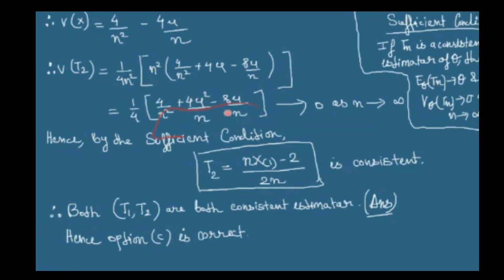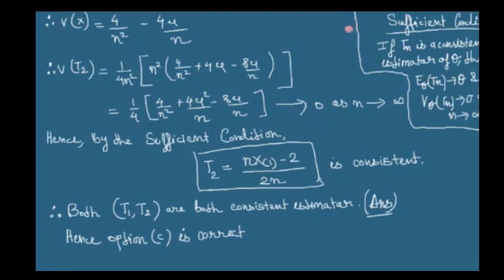Since in all the three terms n is in the denominator, this will tend to 0 as n tends to infinity. Hence, by the sufficient condition of consistency, we can again say that T2, which is equal to (n X(1) - 2)/(2n), is consistent for μ.